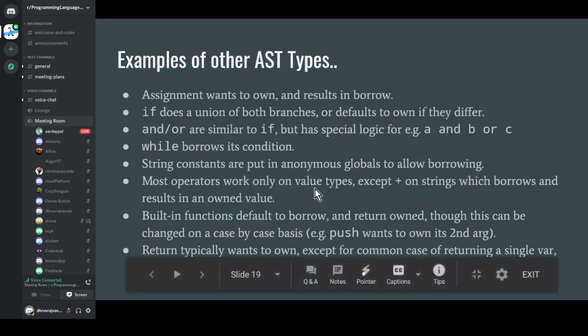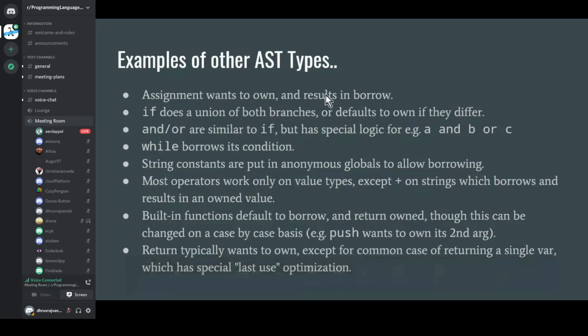So most operators, of course, only work on value types, the exception being plus on strings, which borrows both of their arguments and results in an own value. There's lots of built-in functions. By default, most of them borrow their arguments and return an own value if it's, of course, allocated. But this can be inverted. For example, there are some cases like the push function, which has the first argument and the second argument is the element that it wants to put in there. And that, of course, wants to own the second argument because then it doesn't need to transfer ownership further. And the return statement currently always wants to own its argument. And we optimize the single variable case for that. There could be cases in the future where you could return a borrowed value, but again, that gets a lot more complicated in terms of control flow analysis.